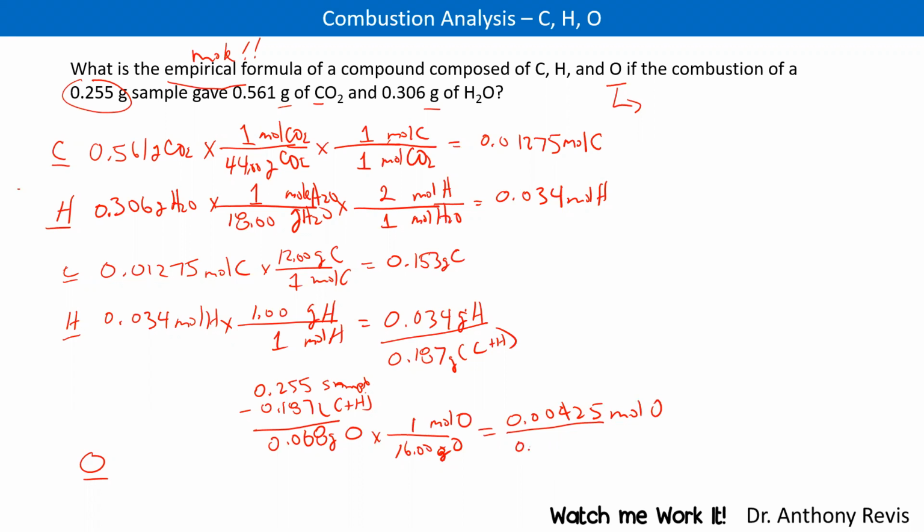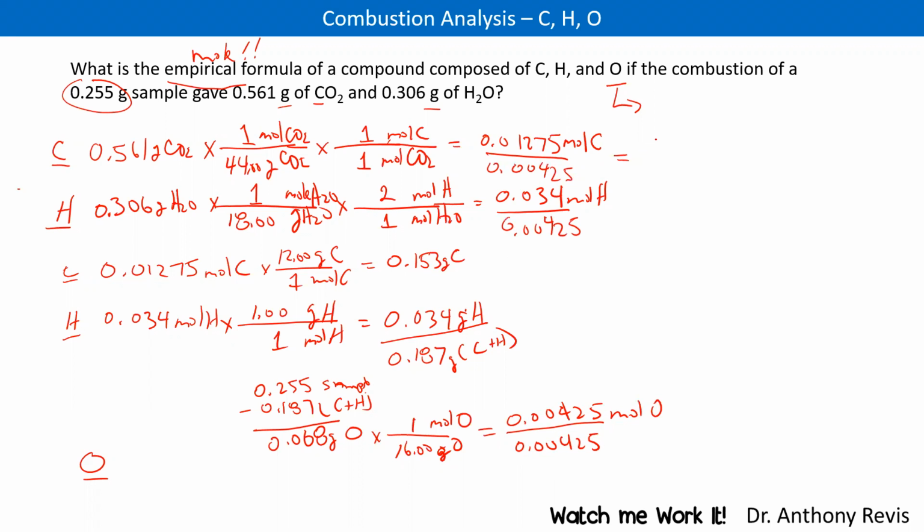Now that I have everything that I was looking for, I can divide by the smallest. So this is 0.00425, the smallest number of moles from the calculations. Because to do empirical formula, we need moles, and we need the ratio of those moles. So I'll put these numbers in, then I'll punch them through my calculator.